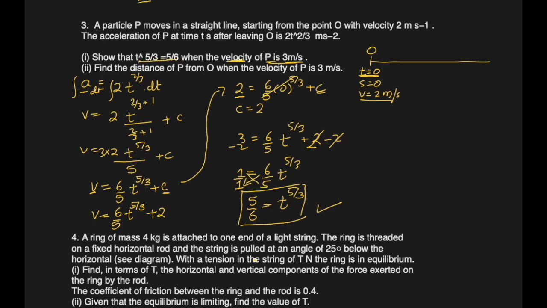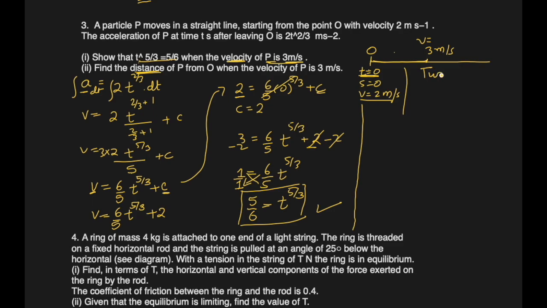We got it. Okay, part 2 is also there: find the distance of P from O when the velocity is 3 meters per second. So suppose velocity is here, V is 3 meters per second. What is this distance? Hopefully there is no turning point. If there is a turning point in between, then we have to do something else. First, let's ensure that there is no turning point.